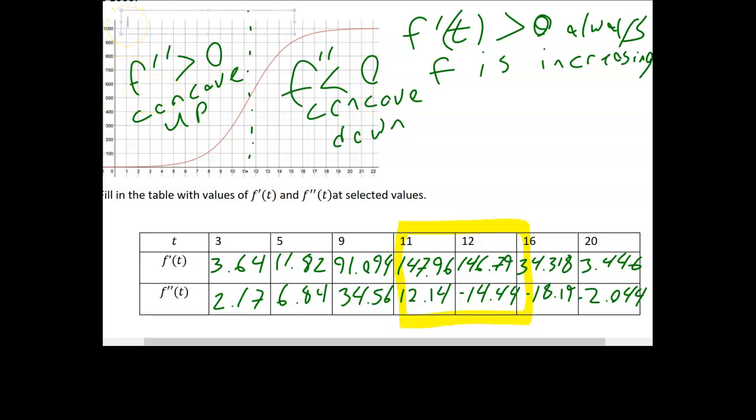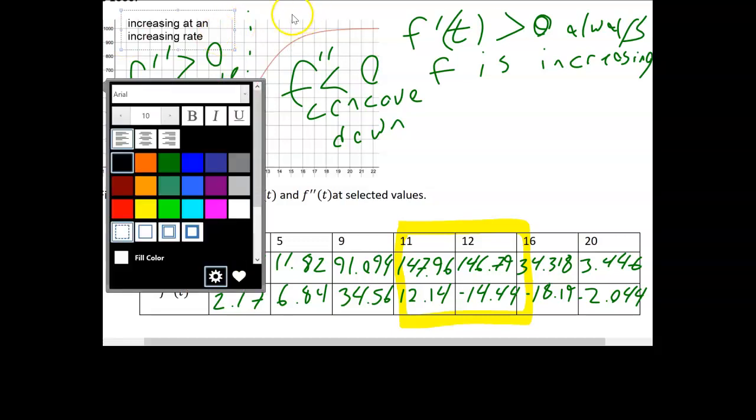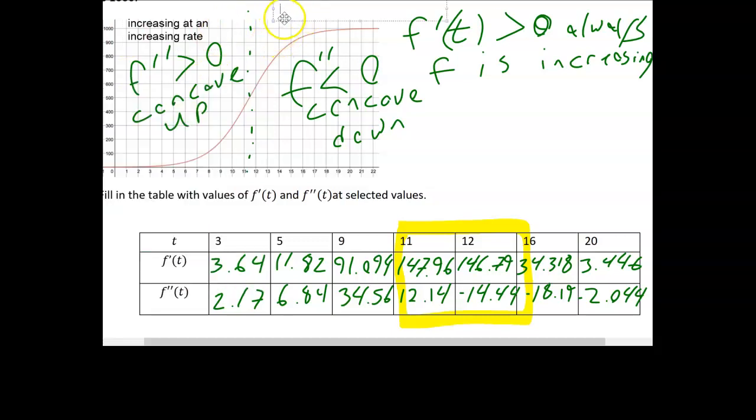So on the left, what this tells us is that cases are increasing, and the rate of increase is increasing as well. So increasing at an increasing rate. So it's getting worse, and it's getting worse faster, right? On the right-hand side here, though, where my second derivative is negative, I would say cases are increasing at a decreasing rate.